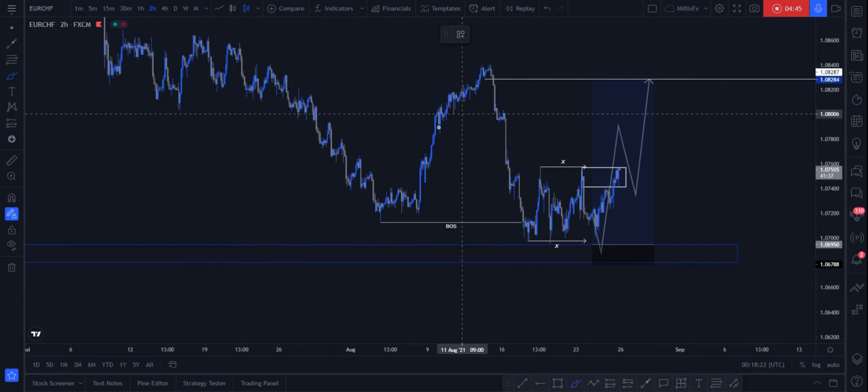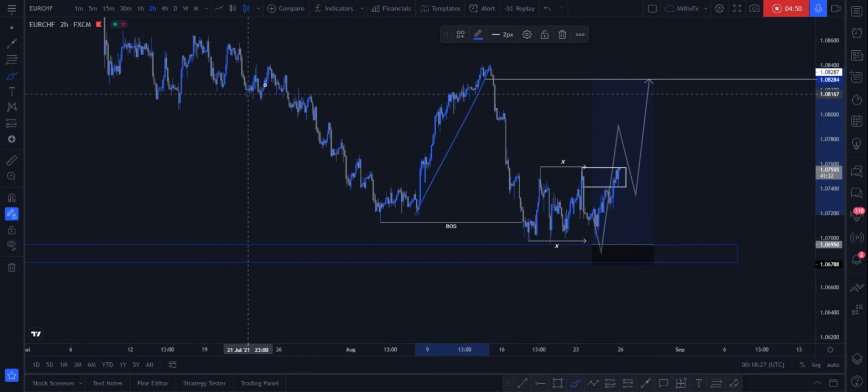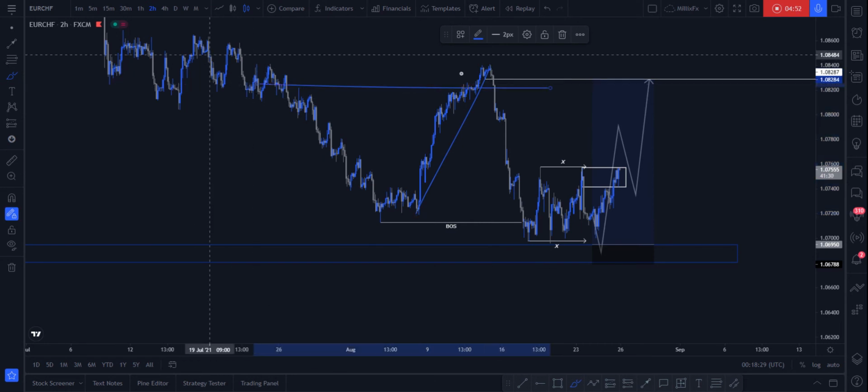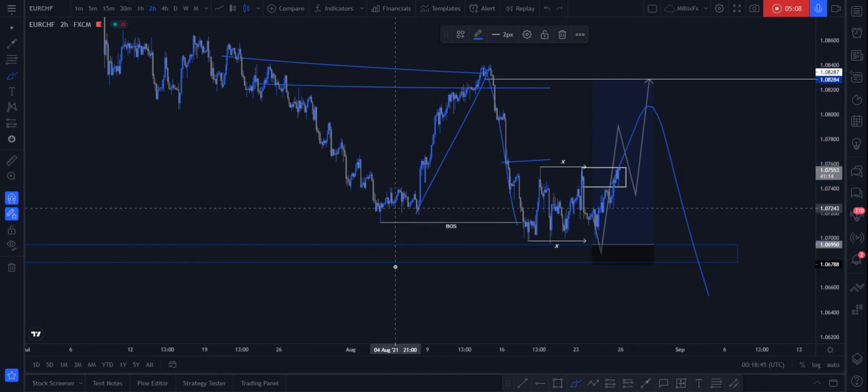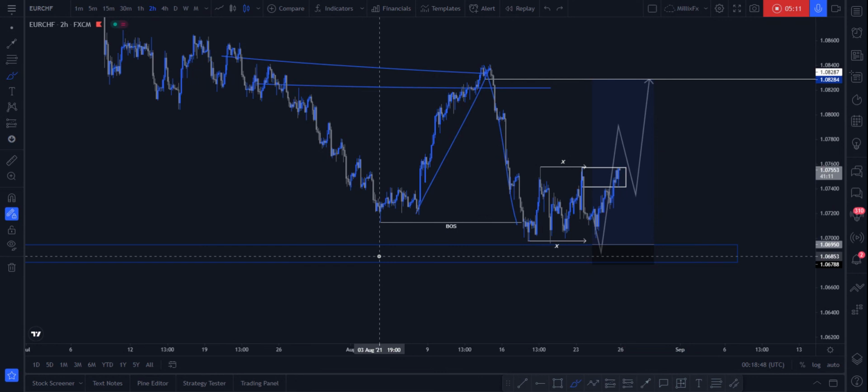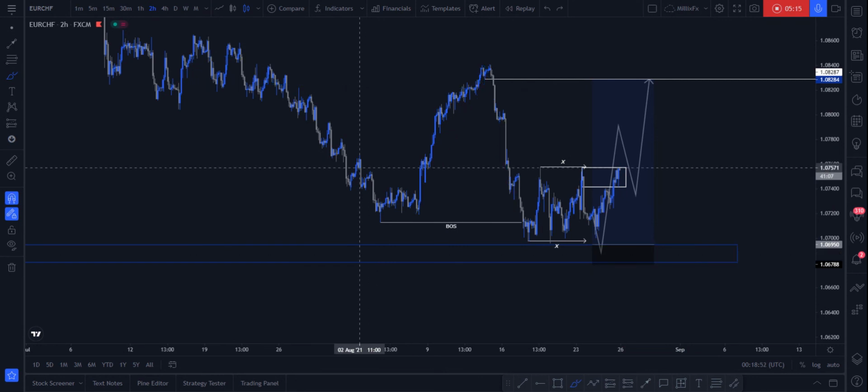On Euro CHF, price gave us this particular correction to the upside, tapping into this particular demand area, and then we saw this down move that came with a lot of imbalances here. Now we are looking for price to go back and fill this before going to the downside, because price has currently broken structure, and I am currently bearish on the lower time frame, as you can see on my point of view and how price is reacting.